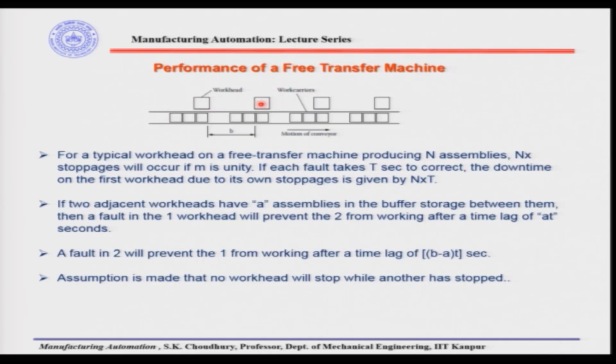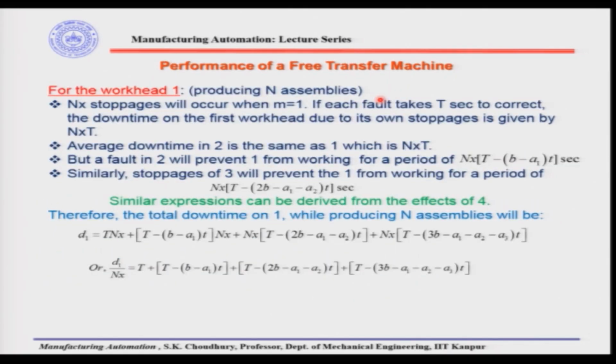Similarly, we can do it for this station workhead, that is, what will be the effect of a defective part going into the second one, that will be nx and the capital T. What will be the effect when the third workhead stops on the 2, and what will be the effect when the fourth workhead stops on the 2, and similarly for 3 and 4. So, similar expressions can be derived for all these 4 workheads.